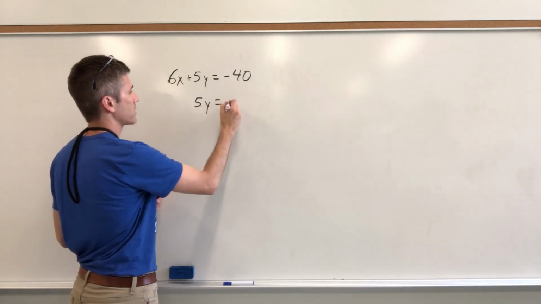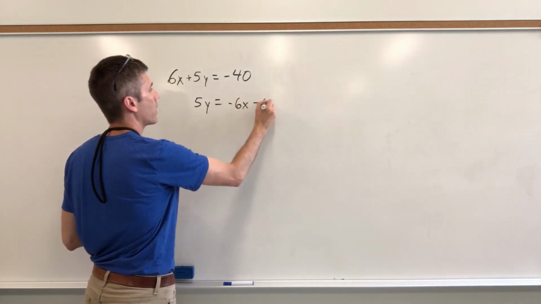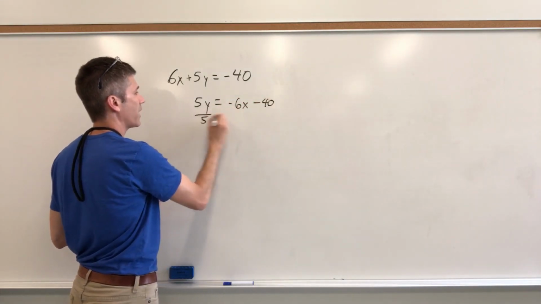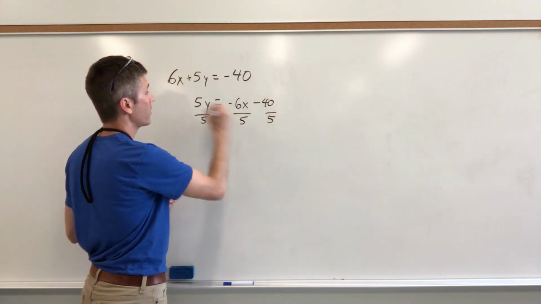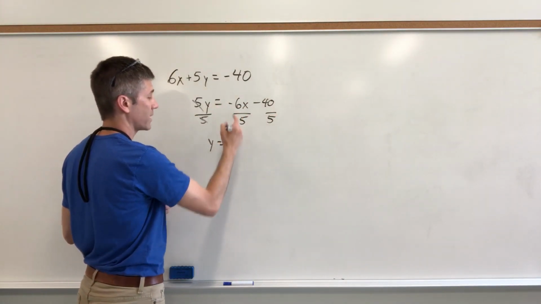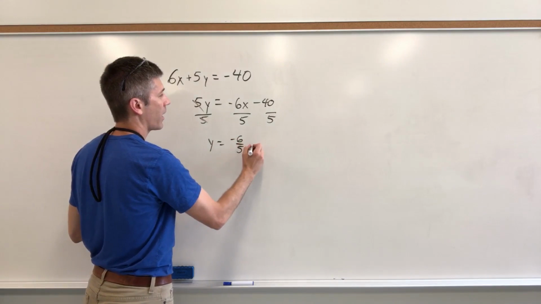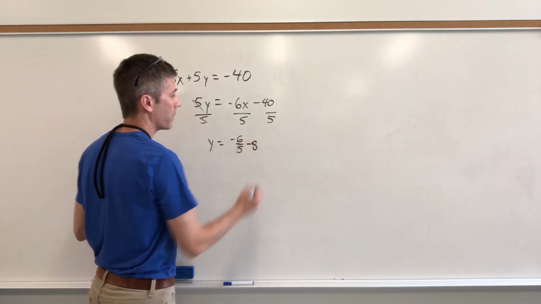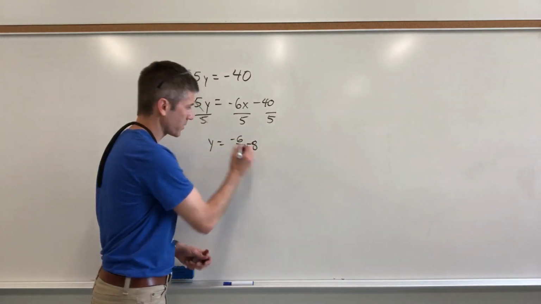We're going to subtract the 6x from both sides. And then we're going to divide by 5. Divide every term by 5. Cancel, cancel. y equals negative 6/5 x, and then minus 8. Whoops, forgot my x there.